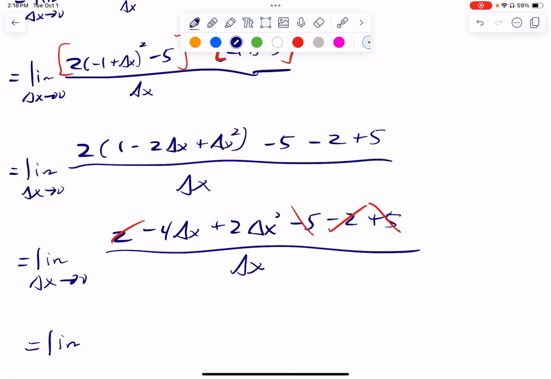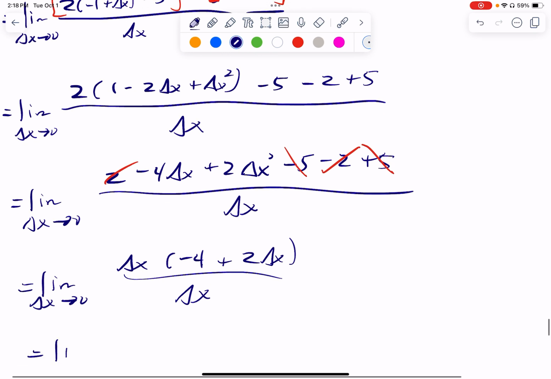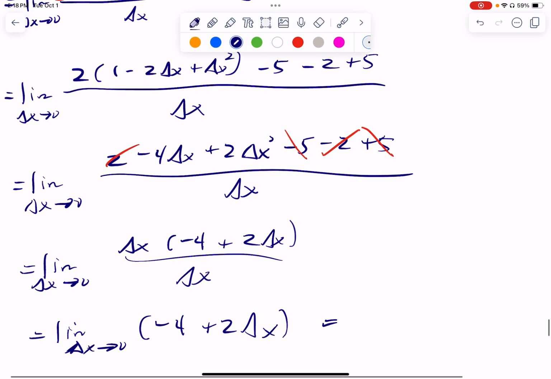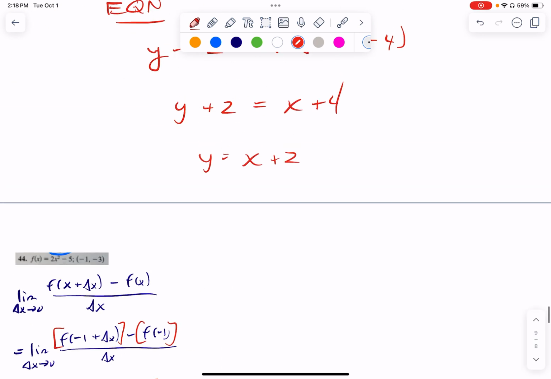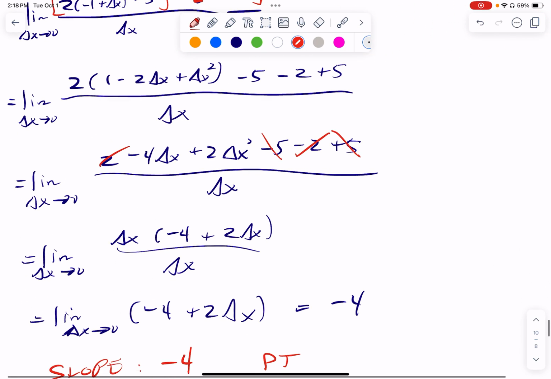Everything left in the numerator has a delta x in it, so I'll factor that out. Those delta x's cancel. So we have negative 4 plus 2 delta x. Finally, we can plug in delta x equals 0, and we get negative 4. So what we have learned is that the slope is negative 4. The point is at negative 1 comma negative 3.